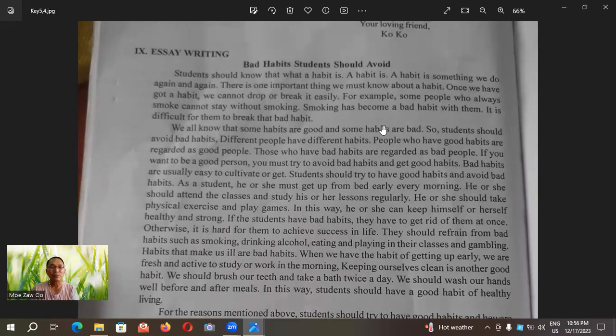There is one important thing we must note about a habit. Once we have got a habit, we cannot drop or break it easily. For example, some people who always smoke cannot stay without smoking. Smoking has become a bad habit with them. It's difficult for them to break that bad habit.